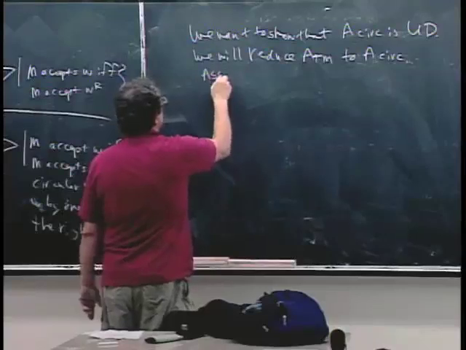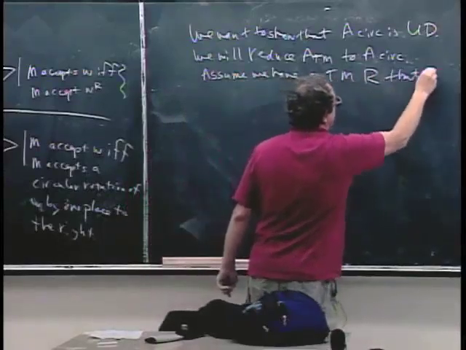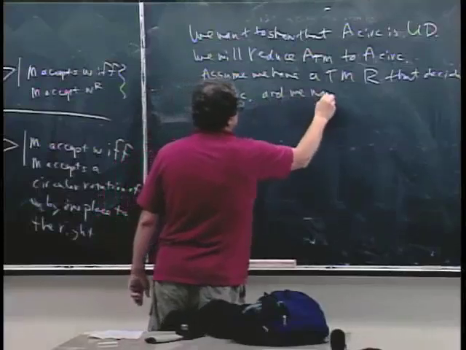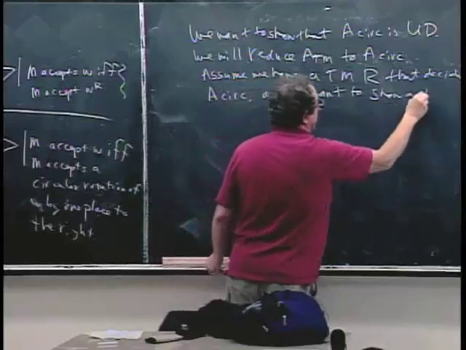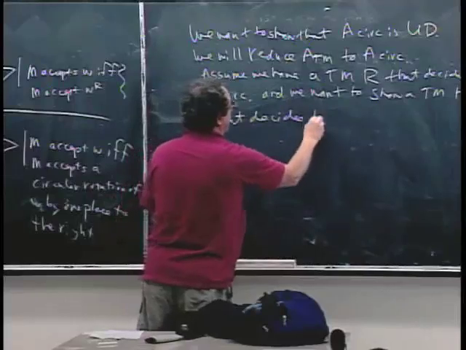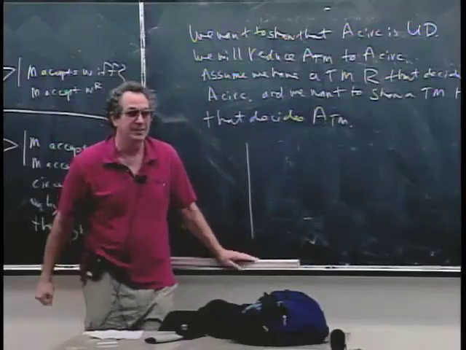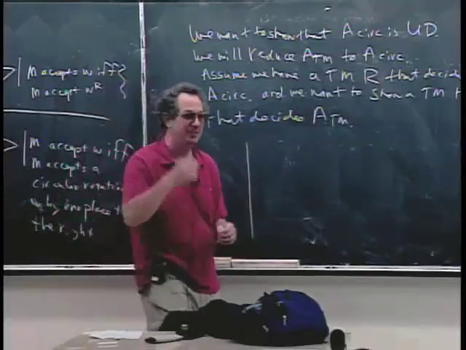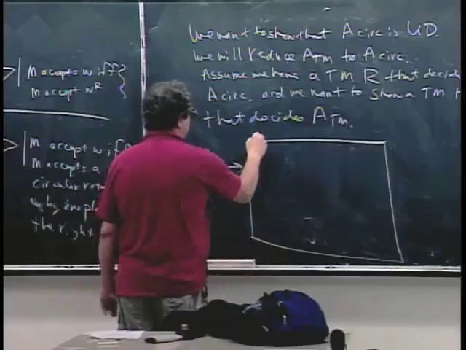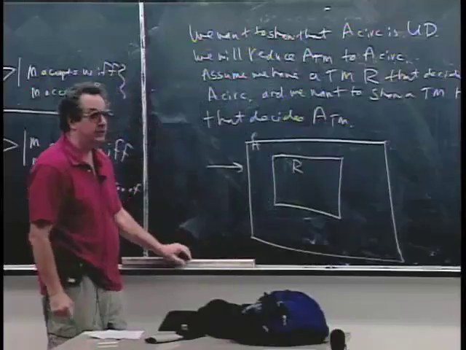So we assume we have a Turing machine R that decides A circ, and we want to show, therefore, a Turing machine H that decides ATM. So I'm stalling for time because I didn't write this down. It was so clear to me that, why bother? But now that everybody's looking at me and the TV at home, let's see if I can do it. So this is my H, and of course inside it is going to have R, and we're going to use R as the crucial magic to make H work.